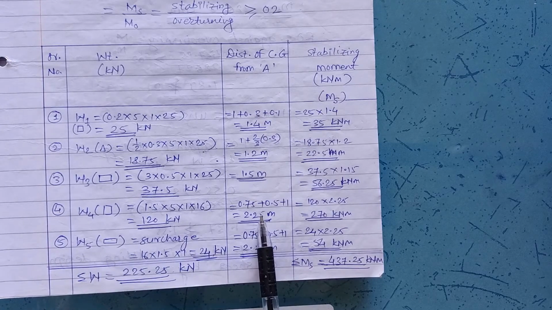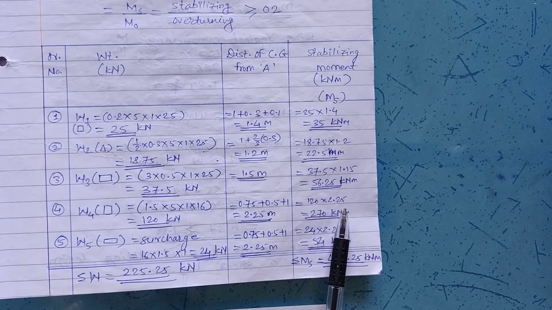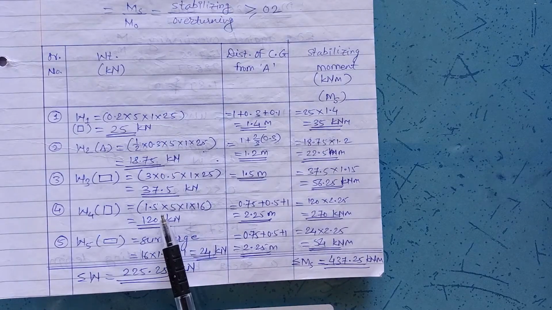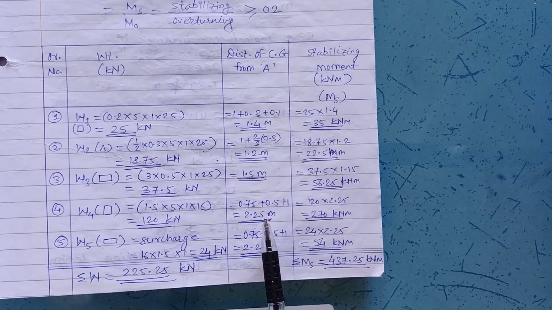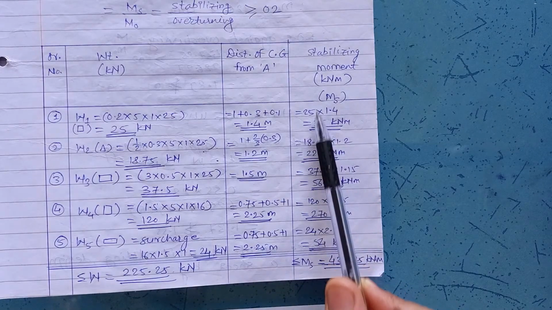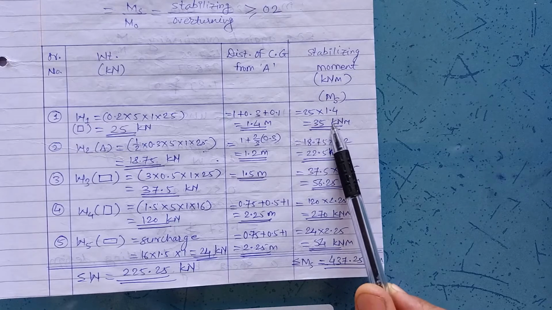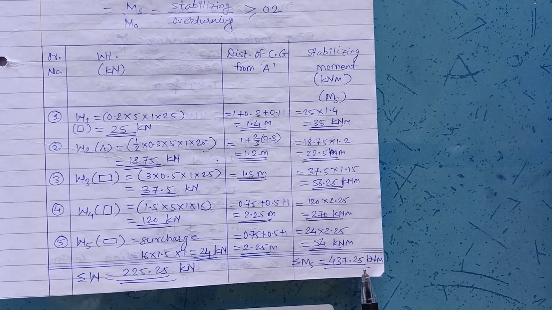In a similar manner, you are supposed to calculate the lever arm with respect to the toe, that is point A, and multiplying these forces with the lever arm will give you the moment. All these downward acting forces, when multiplied with their lever arms, will give the stabilizing moment. And you are supposed to write here the summation of all the moments, that is the summation M_s, stabilizing moment. Addition of all these 5 moments comes to 437 kilonewton meter, and the summation of all the weights, that is the downward acting forces, will be 225.25 kilonewton.